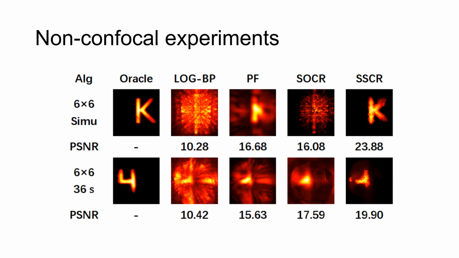For non-confocal experiments, we use the simulated signals of the letter K in the NLOS benchmark dataset and the signals of the figure 4 provided by the work of the phasor field method. The oracle is generated with the SOCR algorithm with 64 by 64 signals. The SSCR algorithm outperforms existing methods in terms of albedo PSNR, and the reconstructions contain very few artifacts in the background.